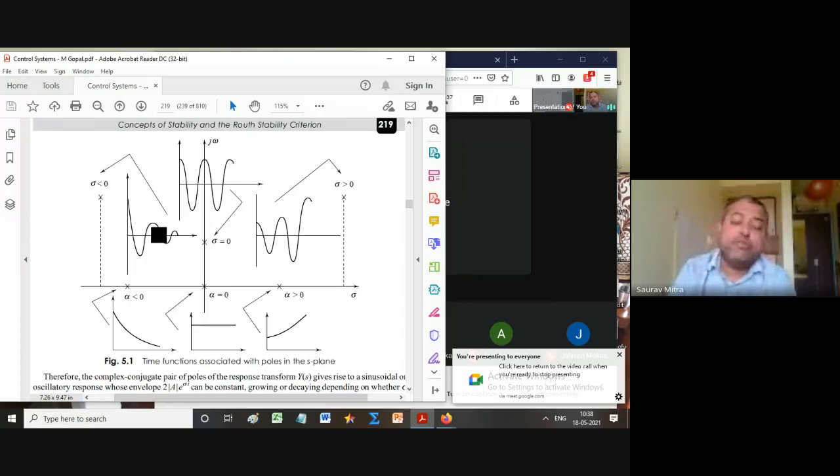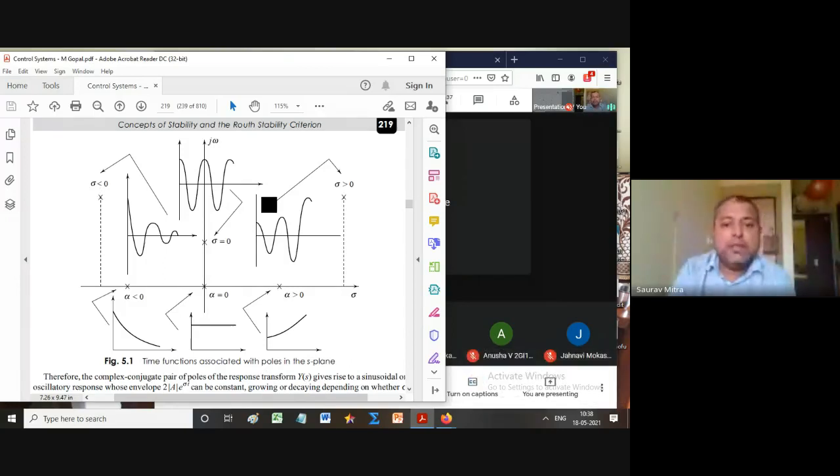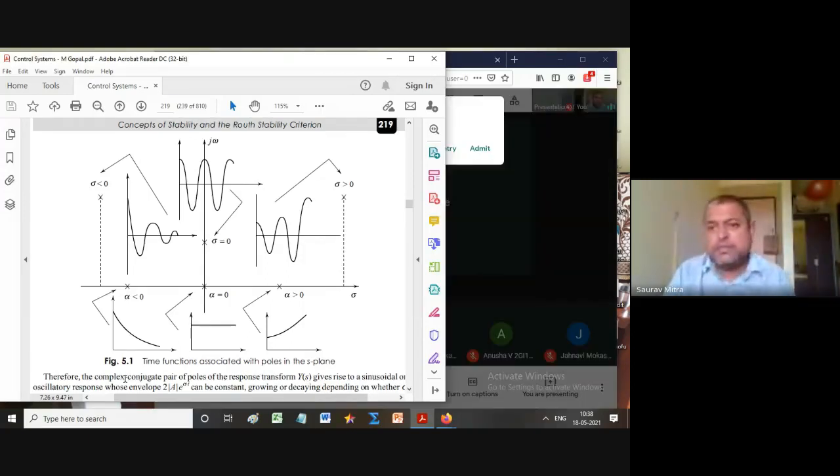Now there can be combinations. That means if there are 4 poles here, 1, 2, below 3 and 4, so there are 4 poles, 2 pairs. One is in the left side, one is in the right side. What would be the response? Obviously, any pole in the right side would make the system unstable, and it will be an increasing kind of exponential.